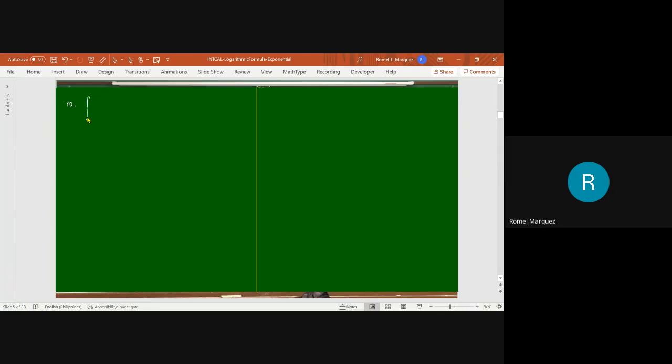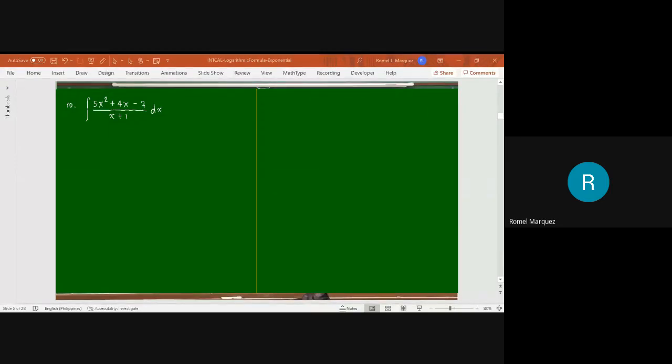Integral of x squared plus 4x times na rin natin ng 5 minus 7 all over x plus 1 quantity dx. What about this, guys? What about that?